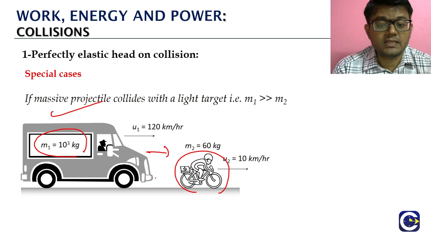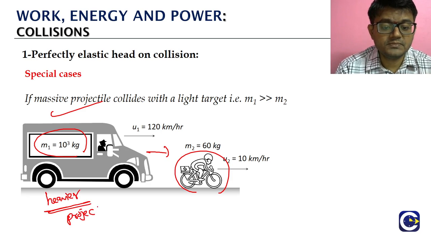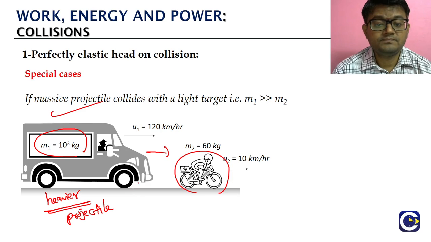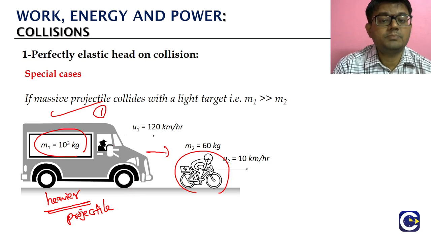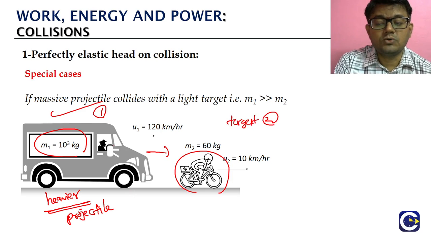In this situation, what is it? This is the heavier or massive projectile, so this is object 1. This is the lighter target, object 2. Look, m1, what is it? 10 power 3 kg is very high in comparison to 60 kg.